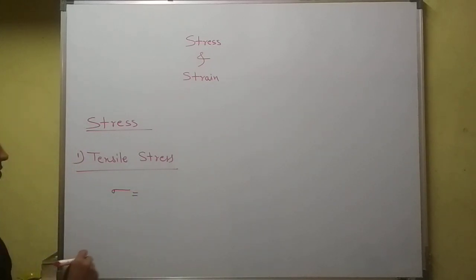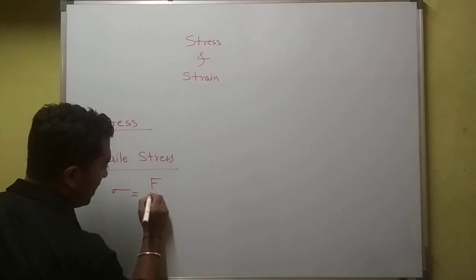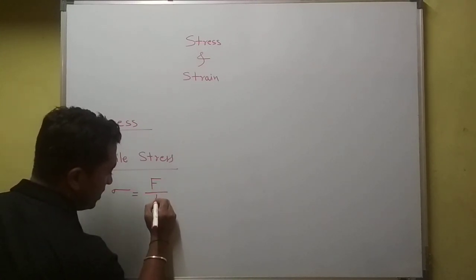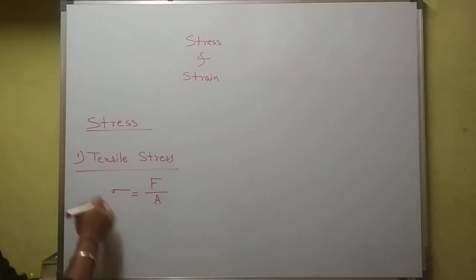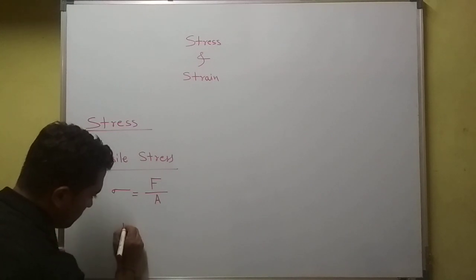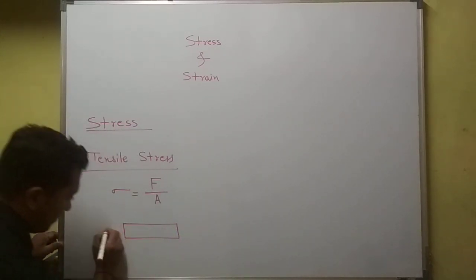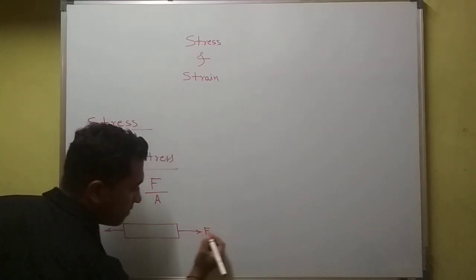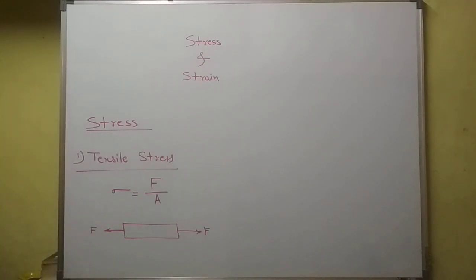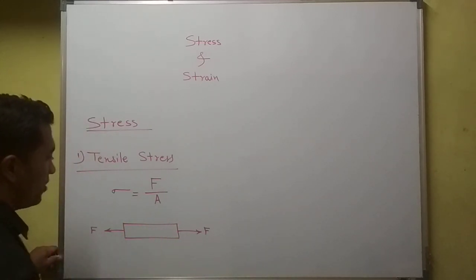It is the ratio of applied force to cross-sectional area. Now to understand this formula, we'll take one body. This is a body and we are applying force over here. This F is force, and A is the cross-sectional area of this body.